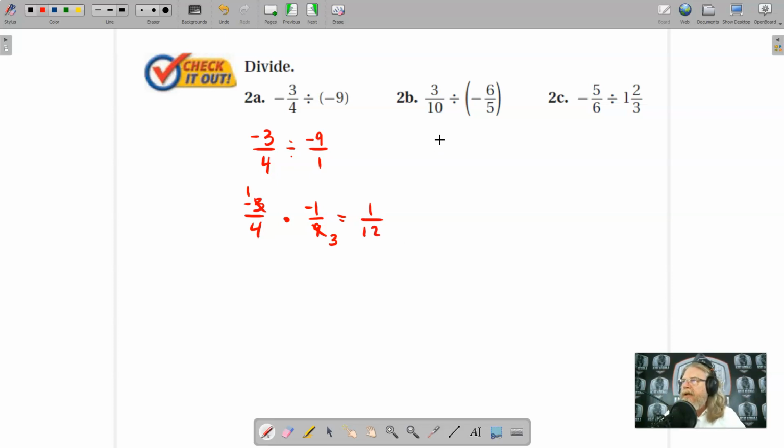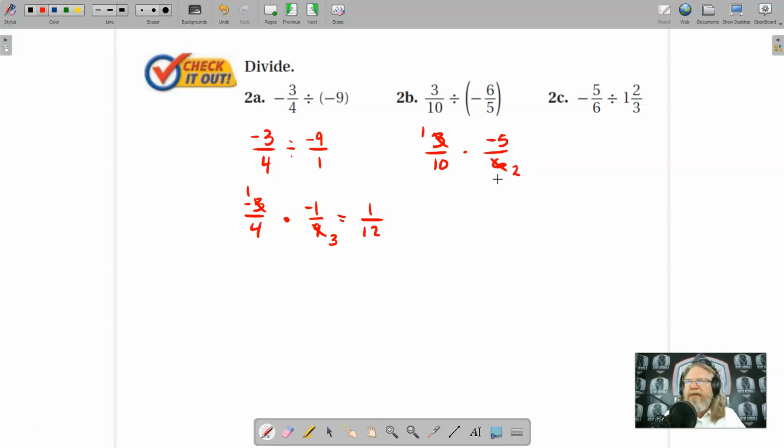On the next question, we got 3 over 10. We're going to go ahead and keep the first, 3 over 10. Flip the second, so negative 6 over 5 is going to become negative 5 over 6. Change the sign from division to multiplication. Now, 3 and 6 share a common factor of 3. 3 divided by 3 is 1, and 6 divided by 3 is 2.